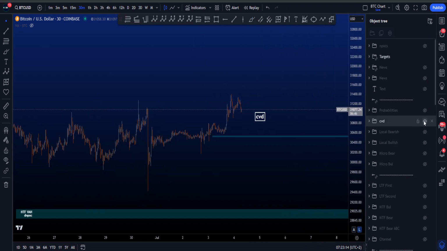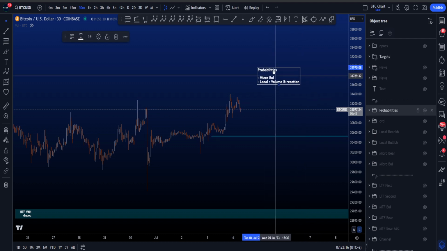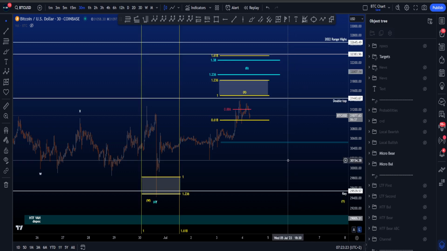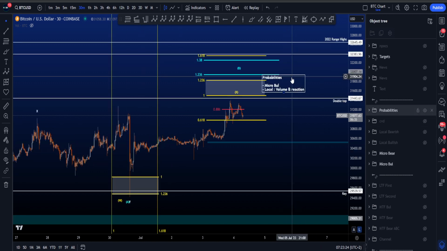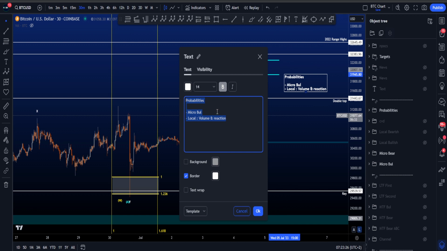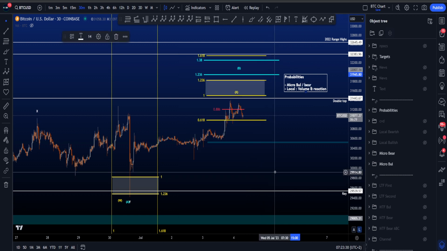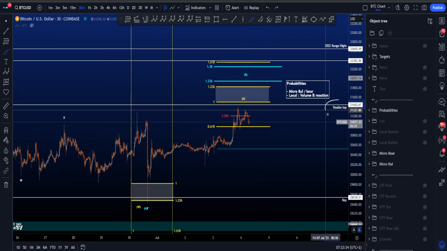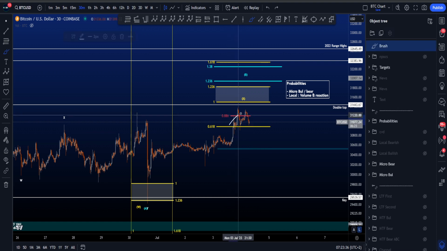Now, if we then go towards the probabilities, over here, if we look at the micro scenario, I wrote bull, but actually it needs to be bull and bear. Let me actually change that so I don't cause any confusion. Because in both of the scenarios, we would prefer a bit more to the upside, right? Because we have that double top. The 0.886 is not well respected.